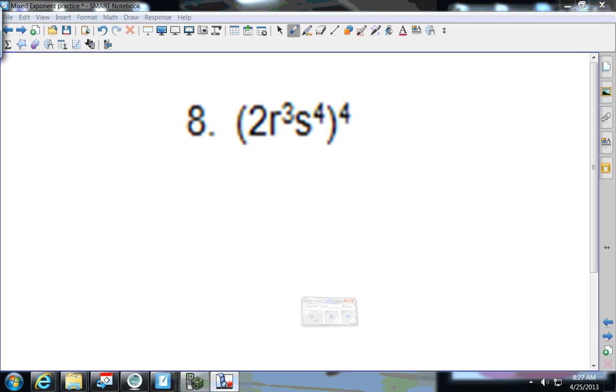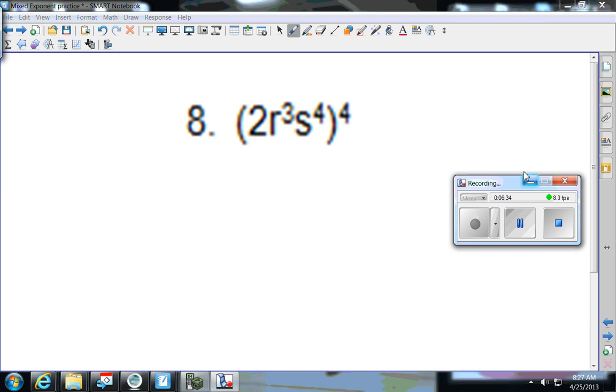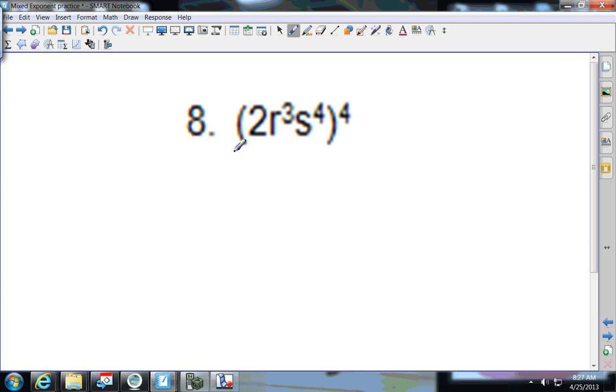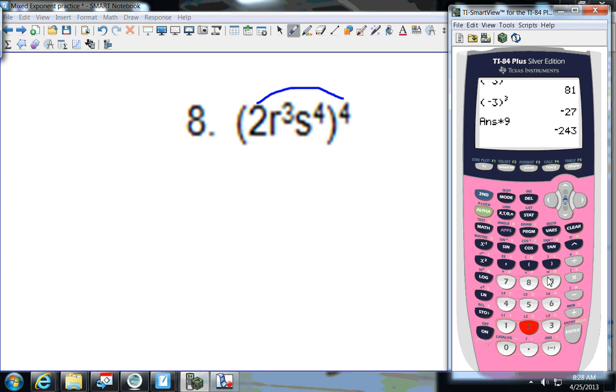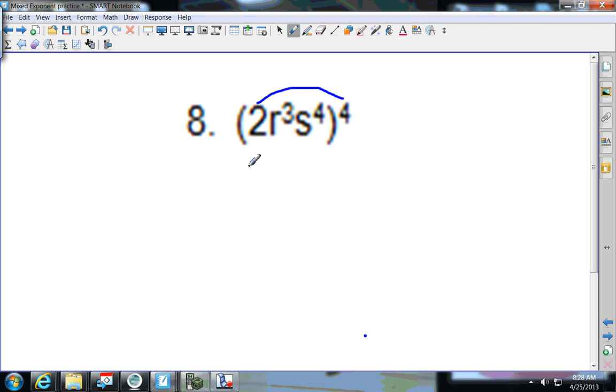Try number 8. Okay, on number 8, you've got 2 to the fourth power. You have to take that to the fourth power. So I put in there 2, caret 4, enter. That gives me 16. So this becomes 16. Then I have r cubed to the 4th power, which is r to the 12th. 4 times 4, so this is s to the 16th.